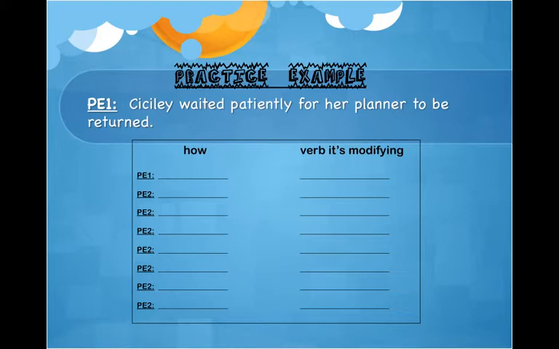So for practice example number 1, it says Cicely waited patiently for her planner to be returned. How is it happening? She waited patiently. So in that first column for practice example number 1, you're going to write down patiently. And what is patiently describing? It's describing how she waited. So you want to write down waited in column number 2.